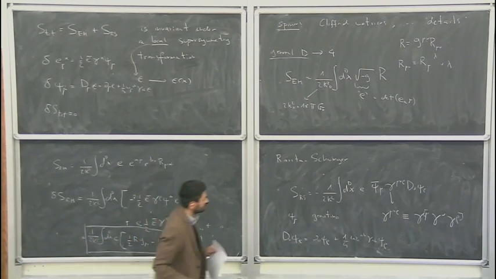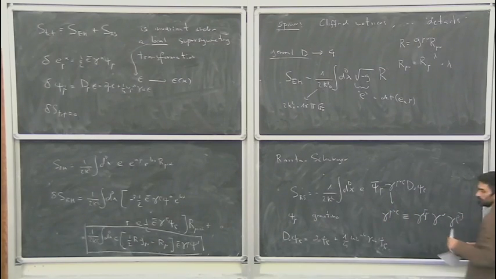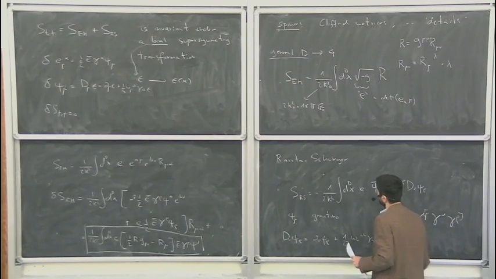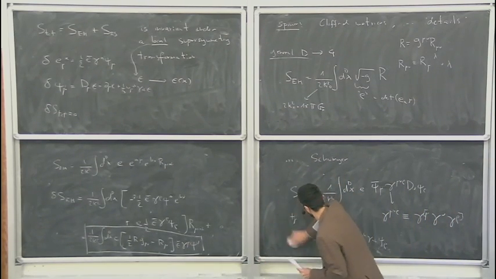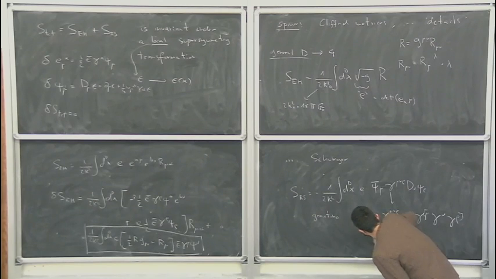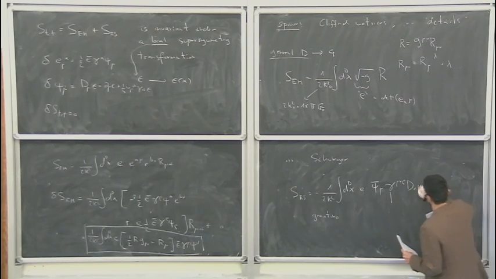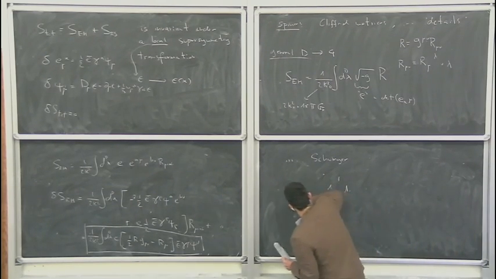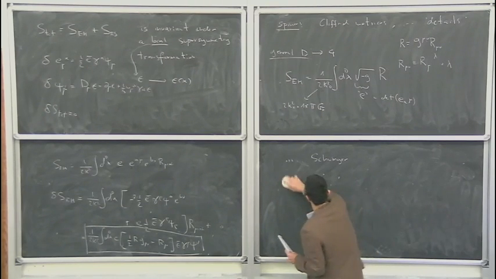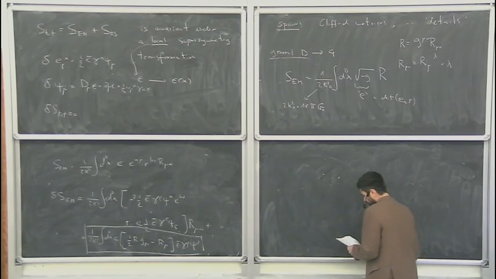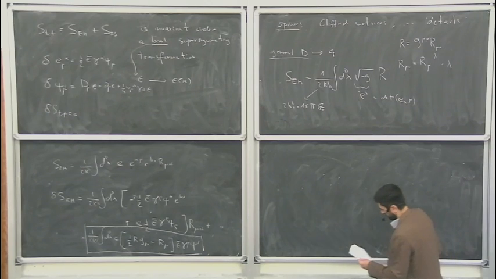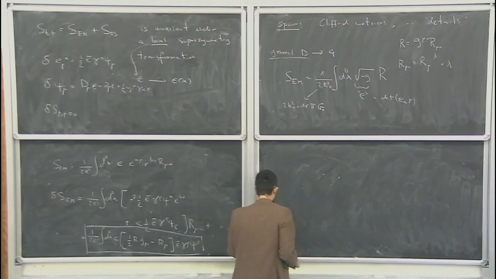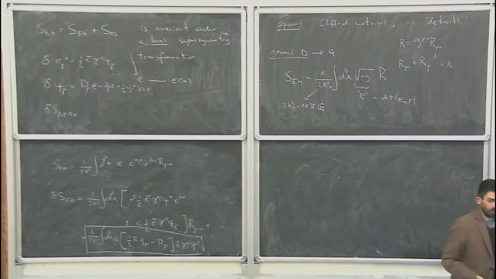And then we have to do a similar exercise on the variation of the Rarita-Schwinger action. So let's do it here. If you really wanted to do it very carefully, it would be very hard.